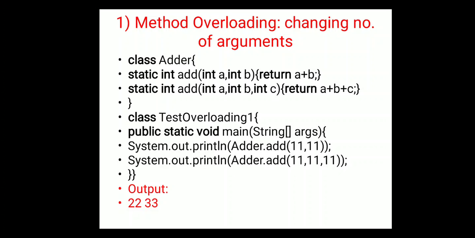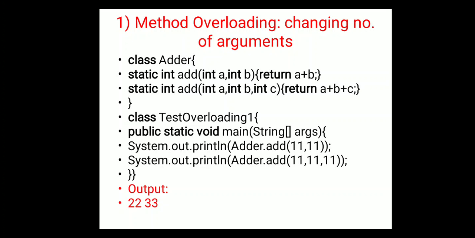So here we can say that two methods can be overloaded if they have a different number of parameters or a different number of arguments. So this is the first way to overload two methods, that is by changing the number of arguments. In Java, parameters and arguments can be treated as the same. So the output is, when the first method is called, the output is 22. When the second method is called, the output is 33.